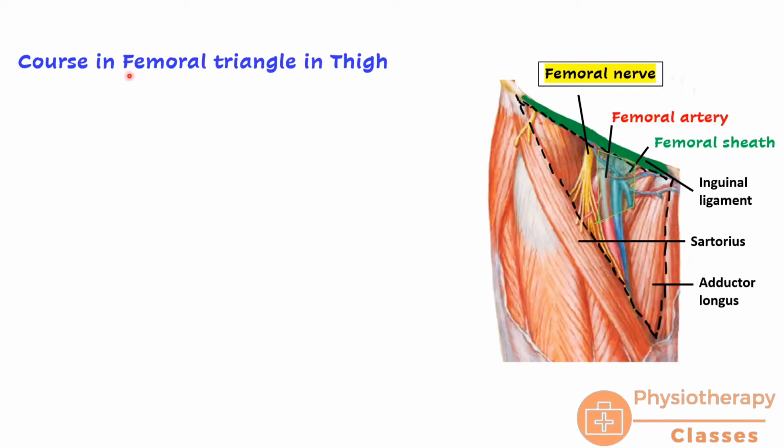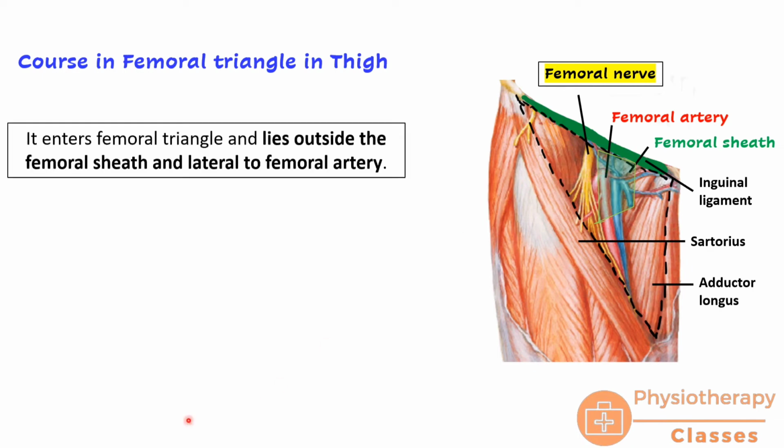So now let us look at the course in the femoral triangle. Here you can see the boundaries of the femoral triangle. Inguinal ligament can be seen. This is sartorius and this is adductor longus muscle. Here you can see the femoral vessels enclosed in femoral sheath. So this is femoral vein and this is femoral artery and this is our femoral nerve. So it enters the femoral triangle by passing deep to which ligament? Inguinal ligament. And it lies lateral to the femoral artery but outside the femoral sheath.